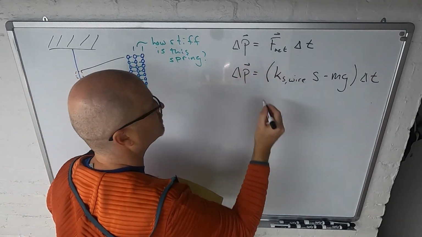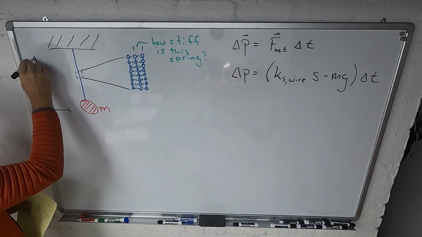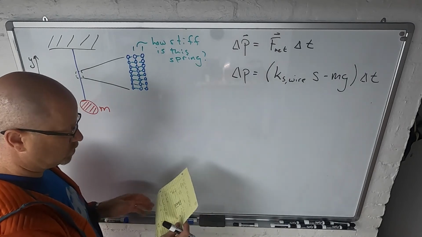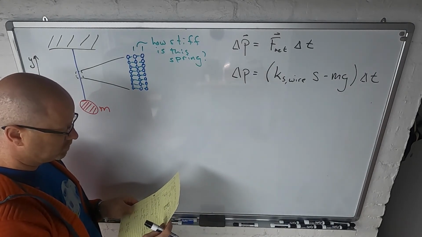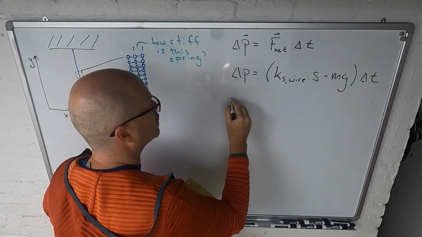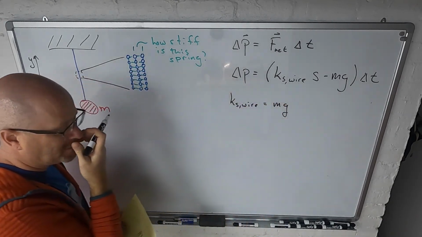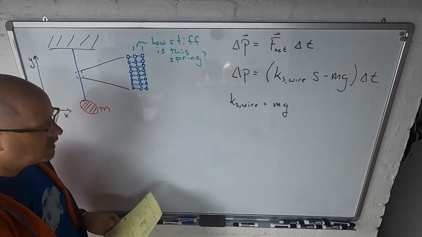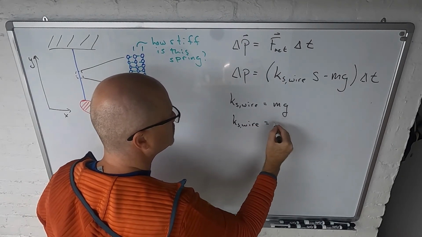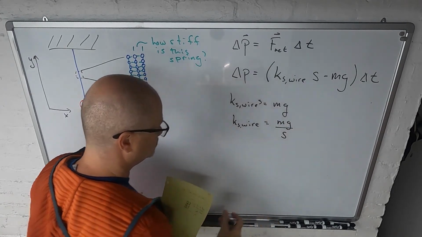And of course these are vector quantities, but we know that it's a one-dimensional system. We're only working in the y direction. And so as a consequence, I'm going to switch very quickly to just be a 1D problem. Okay, so now we know that because delta P is 0, I can set Ks of the wire times s equal to mg. And so the Ks of the wire is equal to, that's got an s, I'm sorry, mg divided by s.